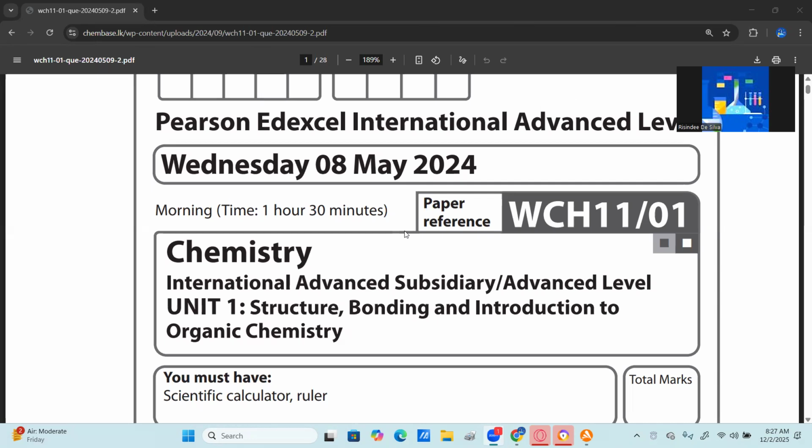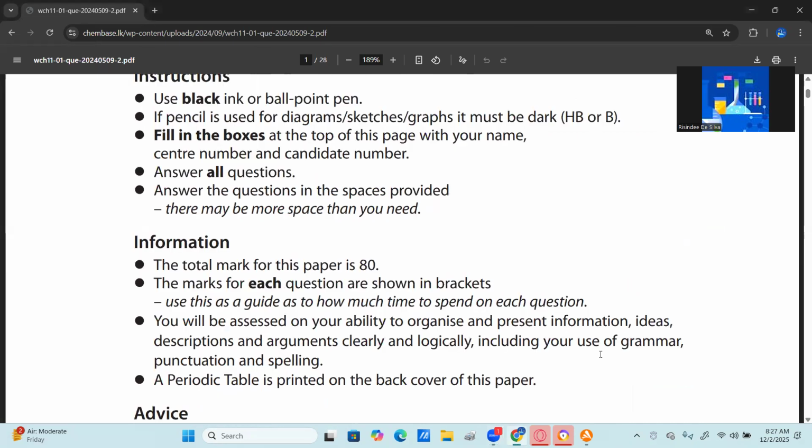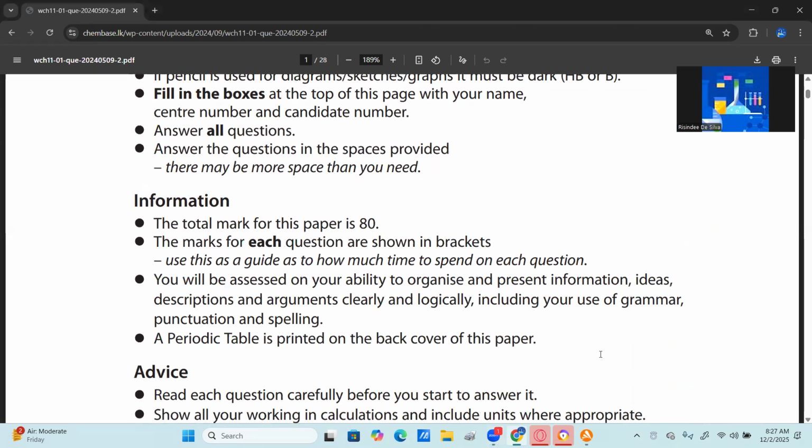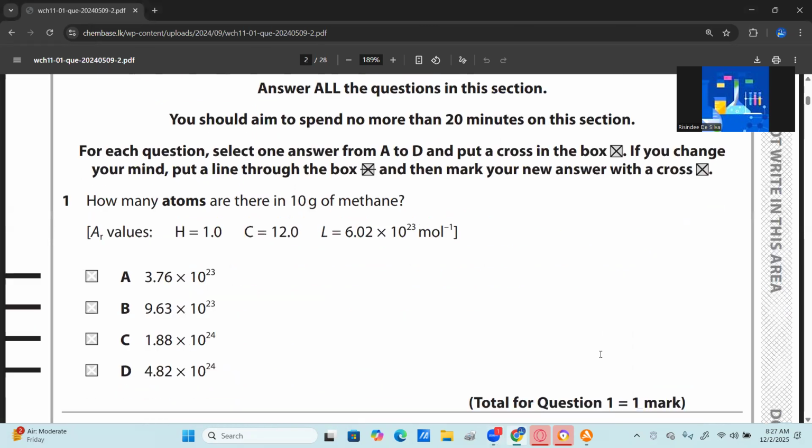Today I'm going to discuss the May 2024 Unit 1 chemistry paper. So we'll see the first question. How many atoms are there in 10 grams of?